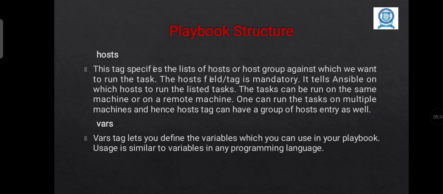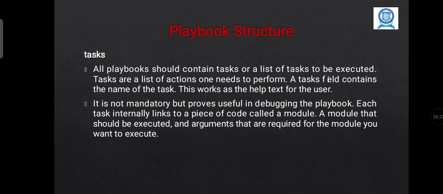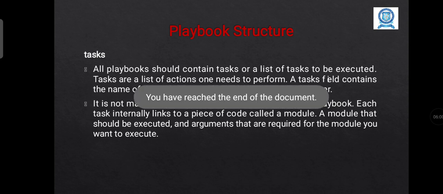Vars tag lets you define the variables which you can use in your playbook. Usage is similar to variables in any programming language. Task. All playbooks should contain a task or a list of tasks to be executed. Tasks are a list of actions one needs to perform. A task field contains the name of the task. This works as the help text for the user. It is not mandatory but is useful in debugging the playbook. Each task internally links to a piece of code called a module, the module that should be executed, and the arguments that are required for the module you want to execute.